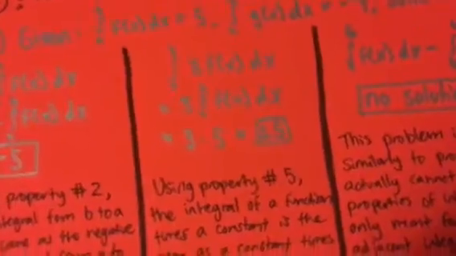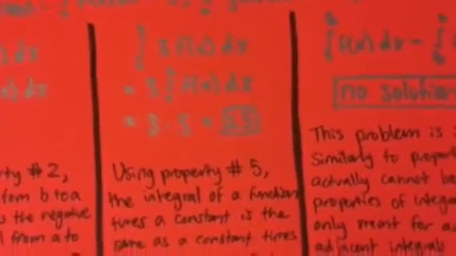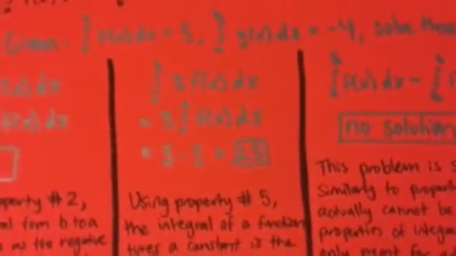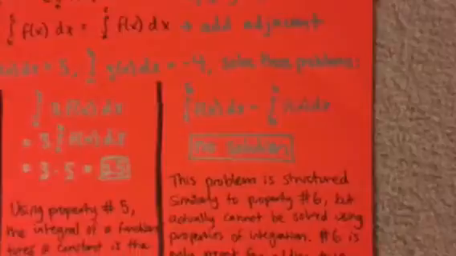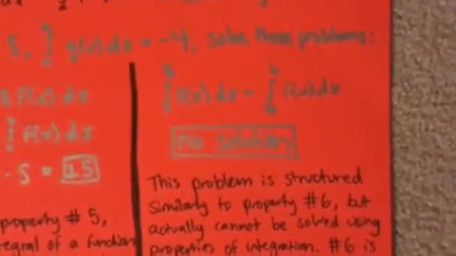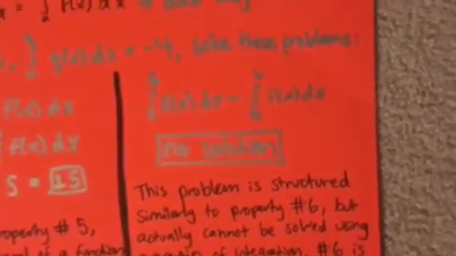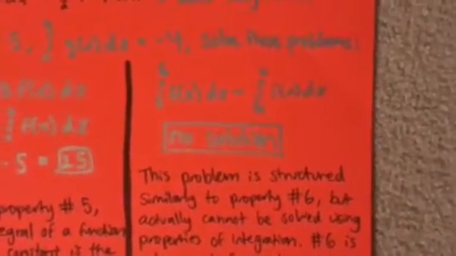Then we have from a to b of 3f of x, so we know we can take the constant and put it outside of the antiderivative sign. So that's 3 times 5 is 15, that's property number 5. And then finally this one attempts to subtract from a to 6 and 6 to b, so throwing a number in there, but we cannot actually use property number 6 here to subtract adjacent integrals, only add.